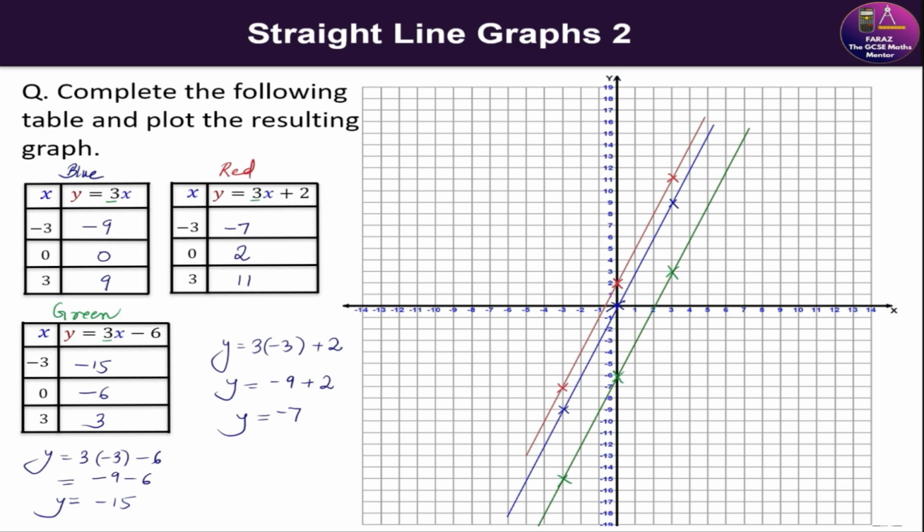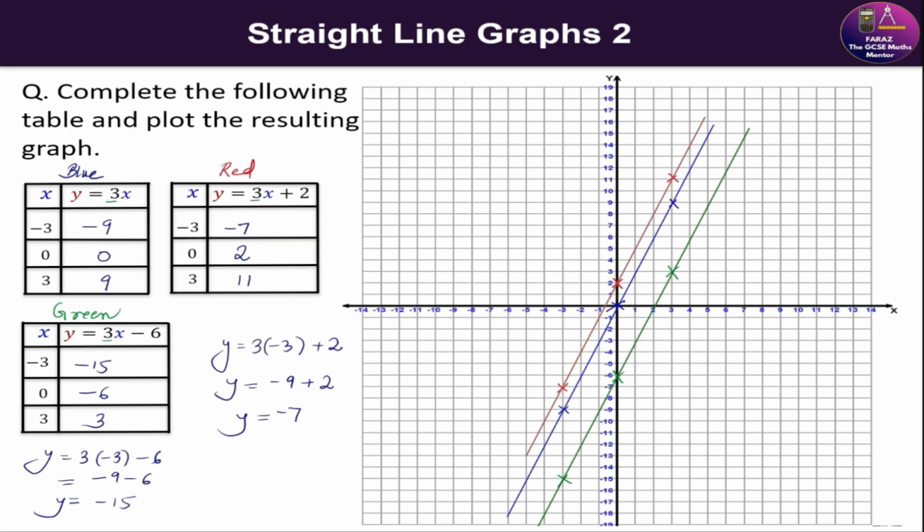So what's changing is the y-intercept, the number added or subtracted at the end. In the first one it is 0, in the second one it is plus 2, and in the third one it is negative 6. The blue one crosses at 0, the red one is shifted up by 2, so it crosses the y-axis at 2, and the green one is shifted down by 6, crossing the y-axis at negative 6.